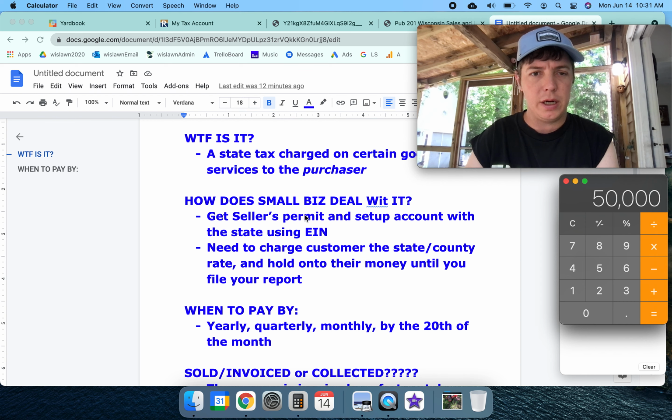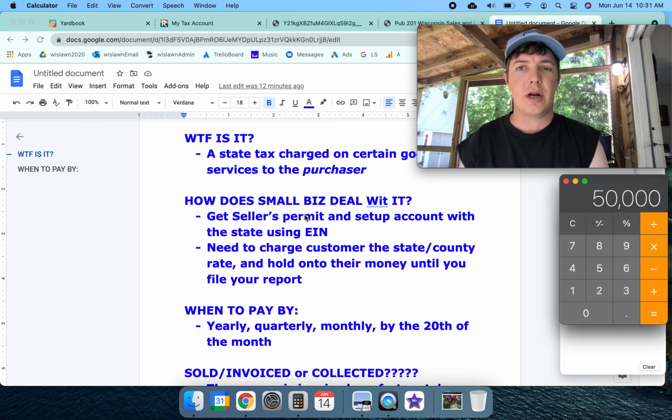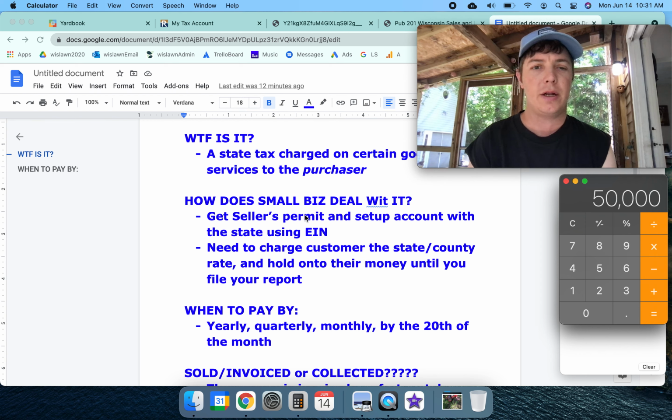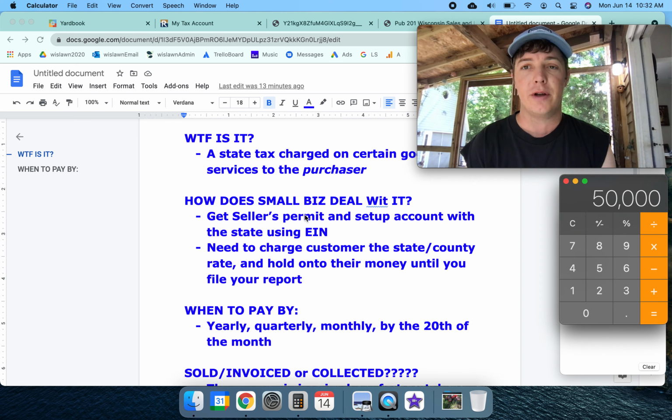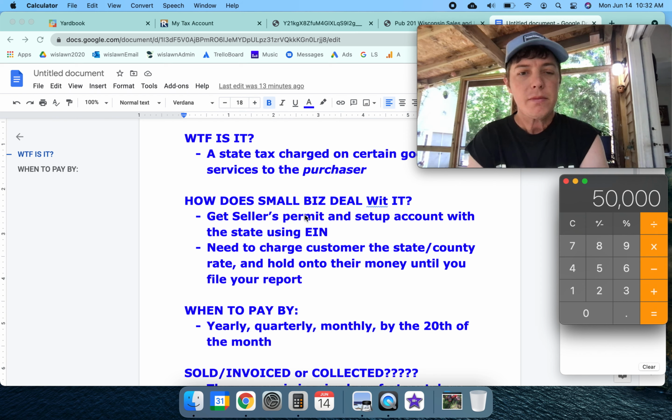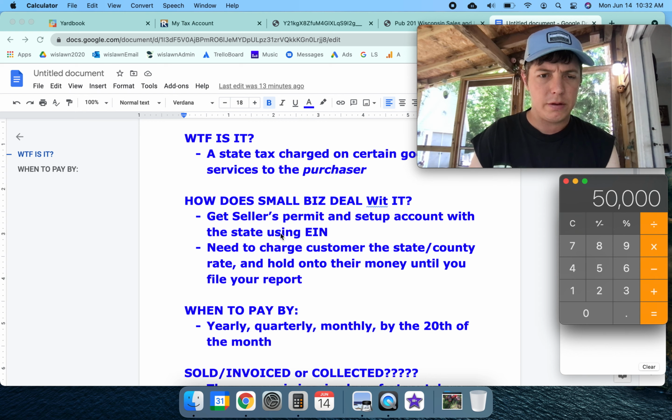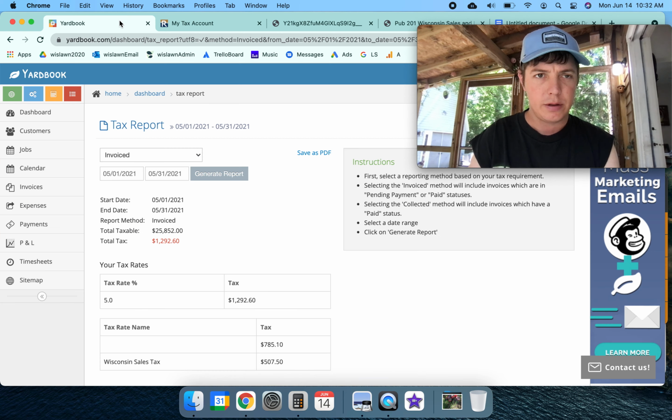So how do you deal with it? You gotta get a seller's permit, and you got to use your EIN on the state website. Then you just start to charge your customer the rate that is set for the state. And you got to keep up on that stuff. The state of Wisconsin had a county tax for certain counties for the stadium, and now that's done in 2021. So now instead of charging 5.1%, we charge 5%. And so I'll kind of show you how we do it here.